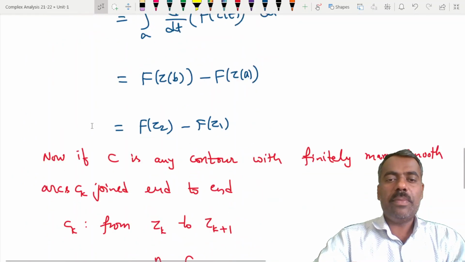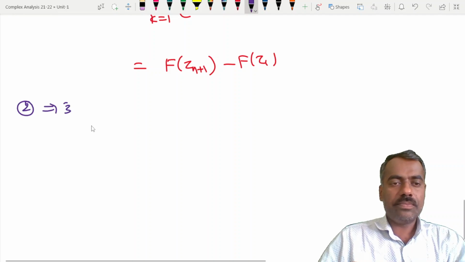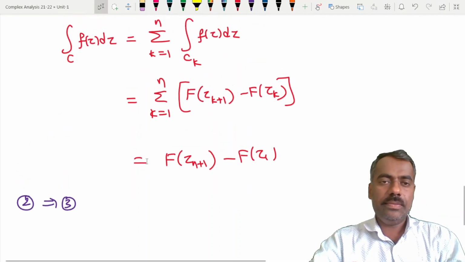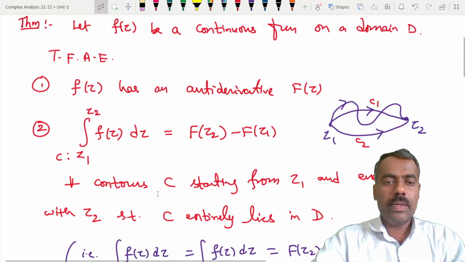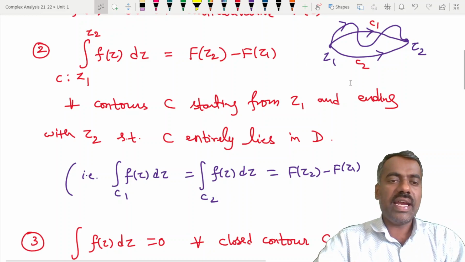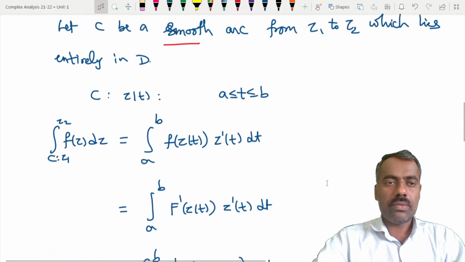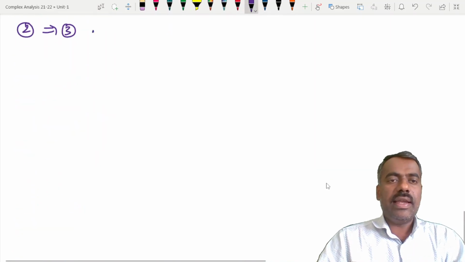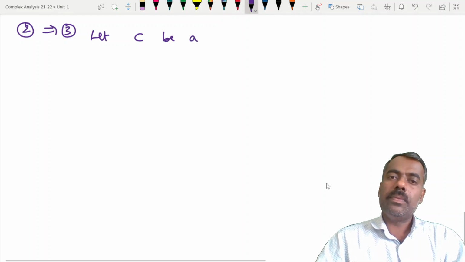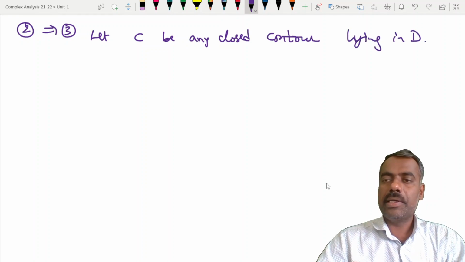Now we'll prove 2 implies 3. So what is meant by 2 implies 3? Assume that the integration of f over C1 and C2 is the same when C1 and C2 have the same starting and end points. Then we want to show that the integration over C of f(z) dz is equal to 0. To show 2 implies 3, let C be any closed contour lying completely in D.